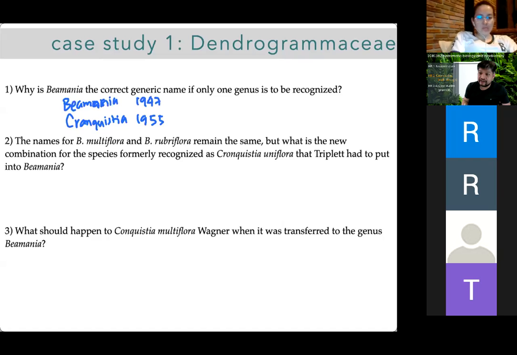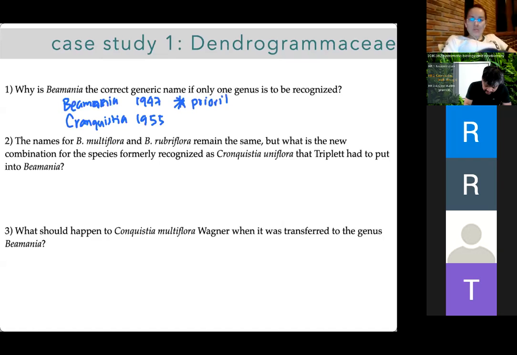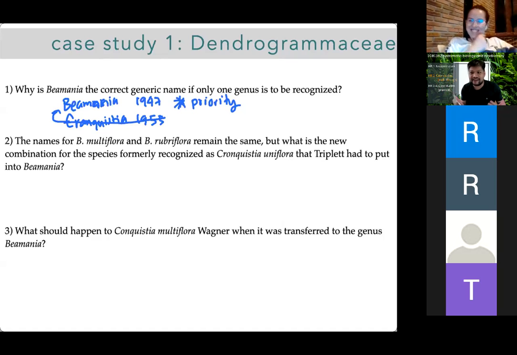Which one gets the priority? The one with the older name. So this one gets priority, just like Ursus and Heliarctos before, just like the two bears. Then Conquistia is now merged with Bimania. When they merge, you might think they combine the names, like hyphenating it, Bimania-Conquistia, like a new bigger family.